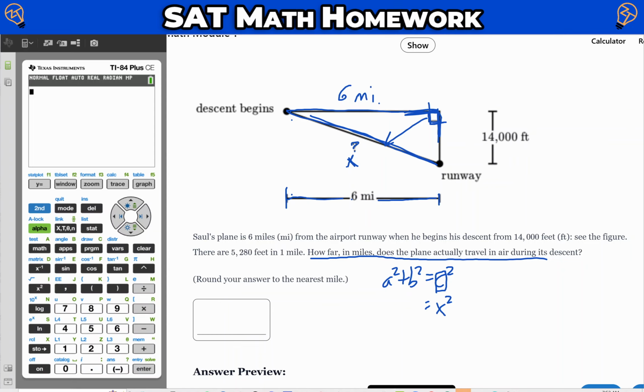Now here's the little wrench that they threw in here. Notice this is in miles, this is in feet. They want our answer in miles. So we're going to go ahead and have to convert this to miles.